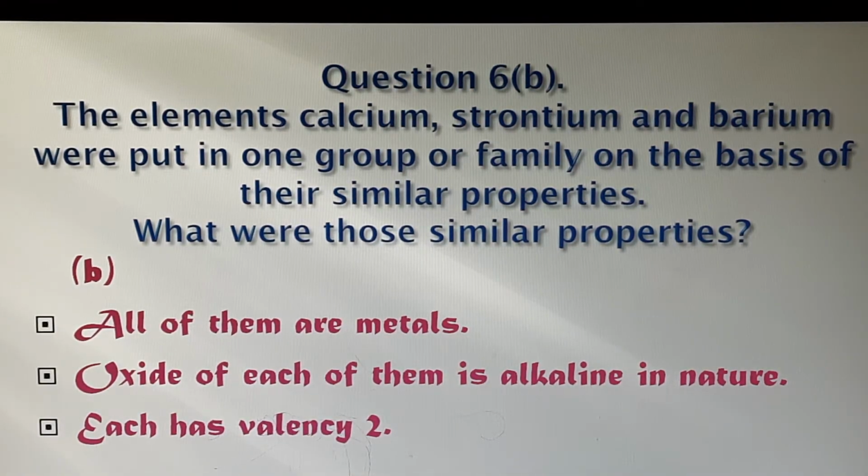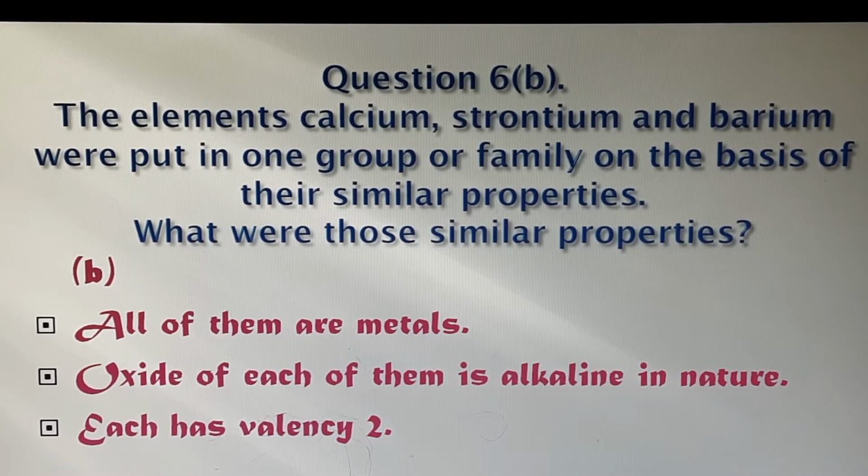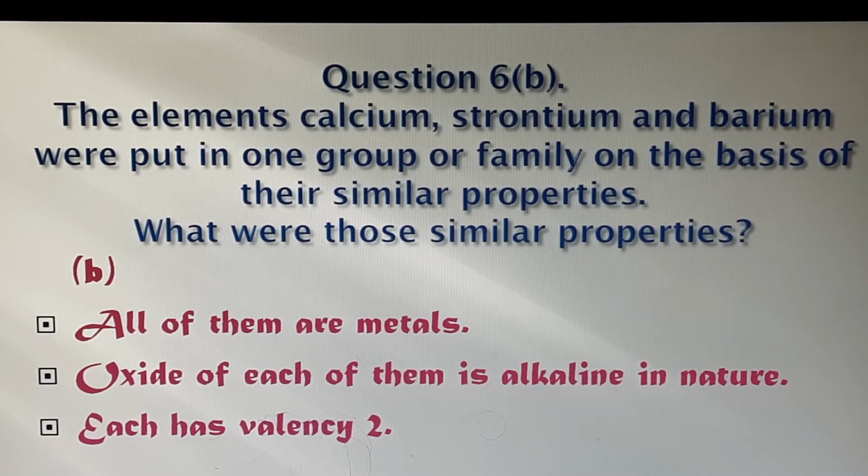6b. The elements calcium, strontium and barium were put in one group or family on the basis of their similar properties. What were they? All of them are metals. The oxide of each of them is alkaline in nature and each has a valency of 2.